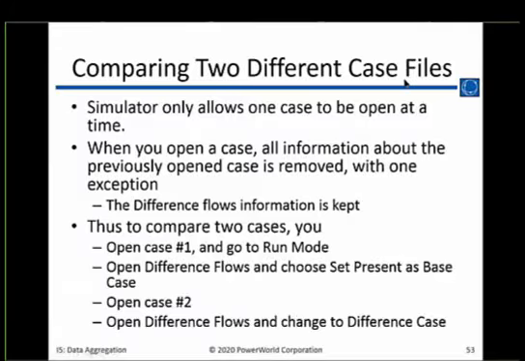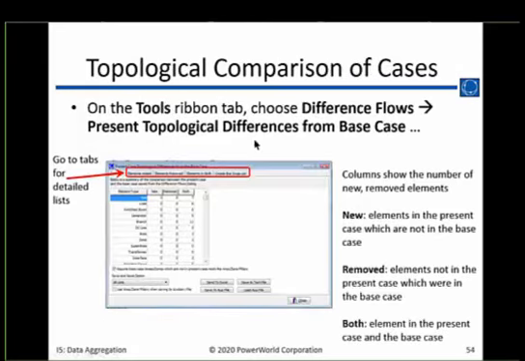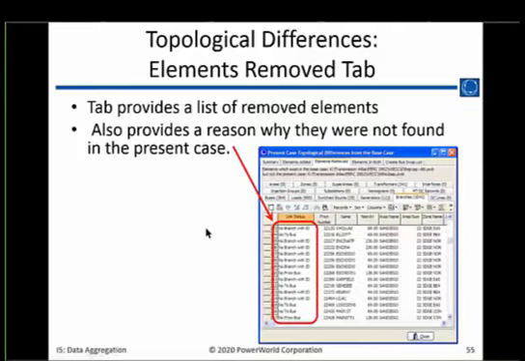And then this is what I did with the two different cases. So you can open case 1, set it as a base, open case 2, and look at the differences, and then also look at the topological changes. This is an older version of the dialog, but it has some of the same characteristics. Now we have pages on the left instead of tabs across the top. But this is just looking at the summary information. This is looking at removed branches that don't exist anymore, either because the bus changed or the circuit ID changed.